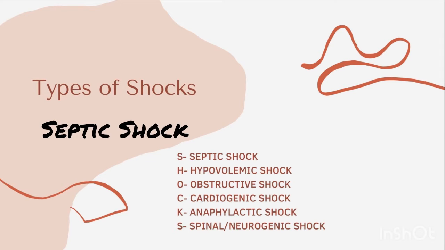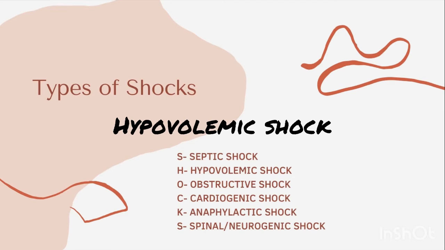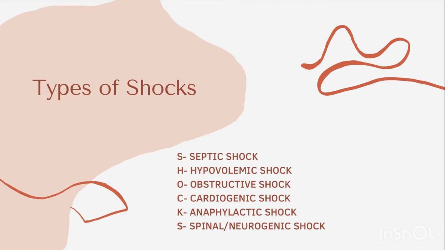Septic shock is a severe and potentially fatal condition that occurs when sepsis leads to life-threatening low blood pressure. Sepsis is a life-threatening condition caused by the body's response to an infection. Hypovolemic shock is a life-threatening condition that results when you lose more than 20% of your body's blood or fluid supply. This can also lead to organ failure.